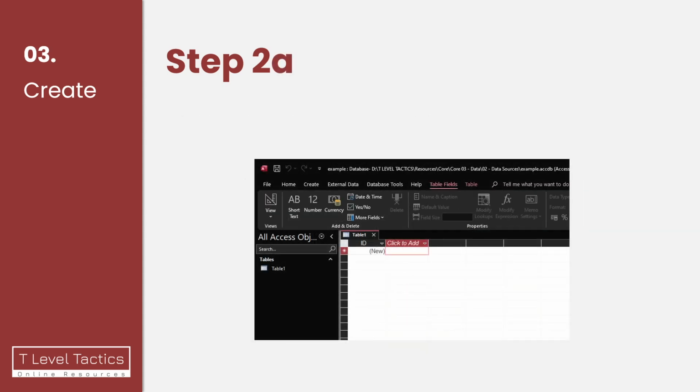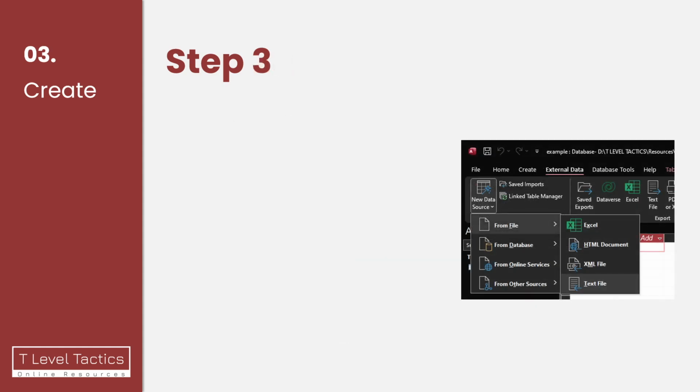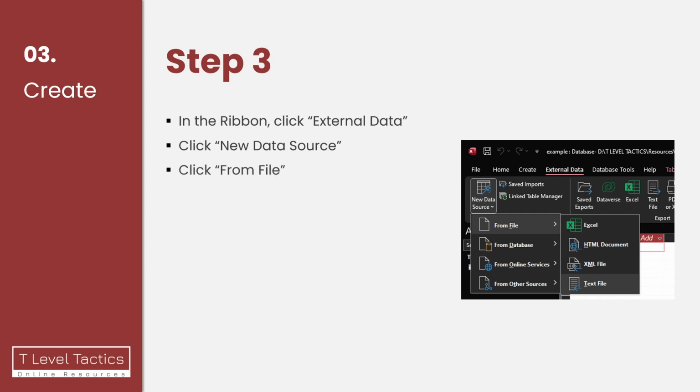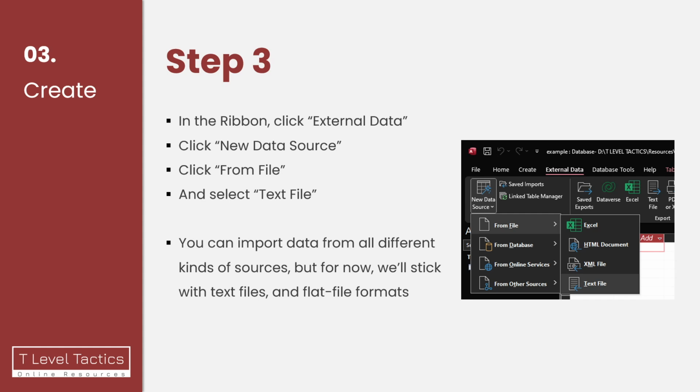You'll be presented with your database and a blank table. Step 3. In the ribbon at the top, click External Data and click New Data Source. In here, we're going to want to select From File and then select Text File. Now, you can import data from all different kinds of sources in Access, but for now, we'll stick with text files and flat file formats.